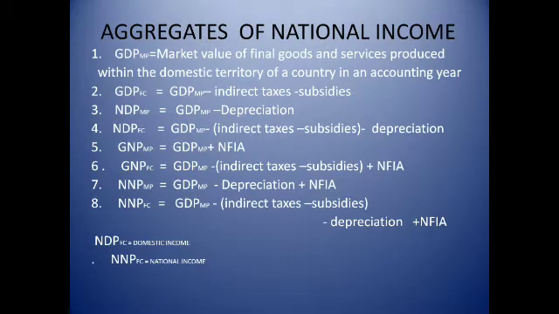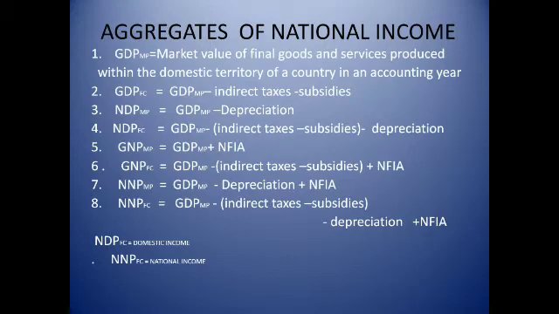Then we come to the fifth value, that is GNPmp. GNPmp is equal to GDPmp, gross domestic product at market price, plus NFIA. NFIA means net factor income from abroad. That is what I am going to explain later in this video.